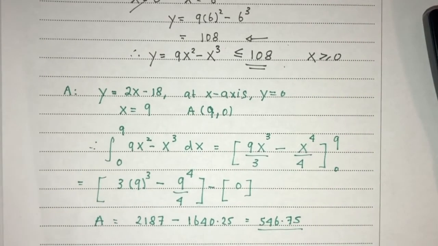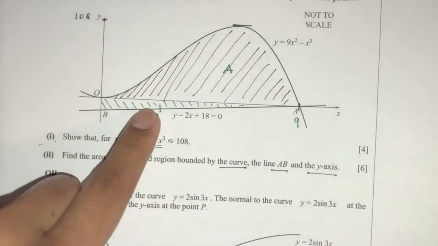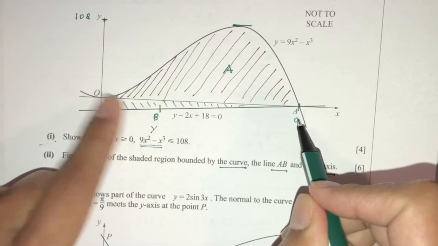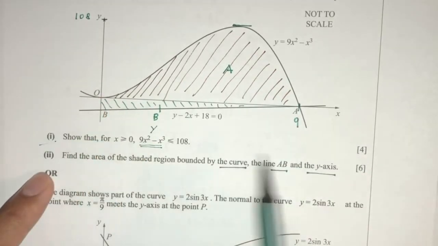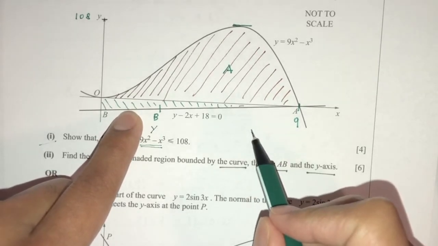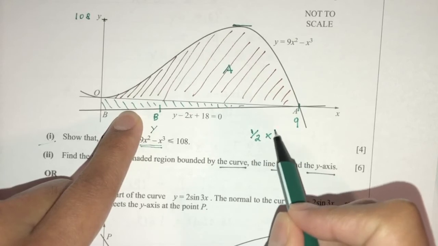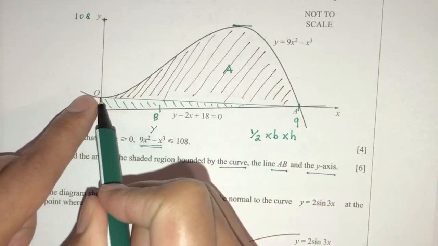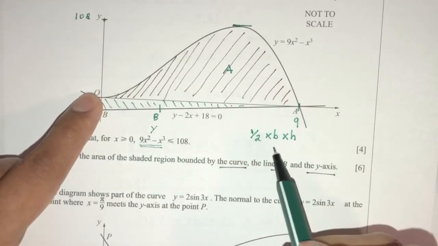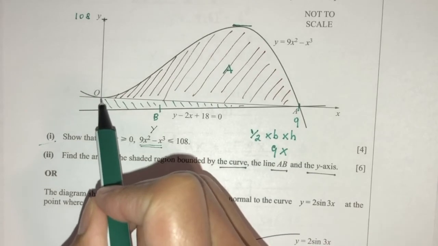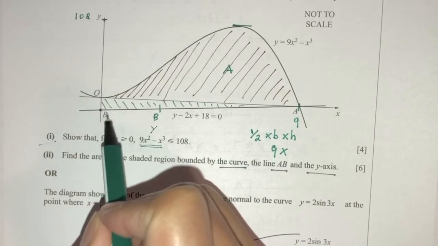Okay, so now next part is we have to find the area of this B. We know this is A, which is 9. If you have a look, what does this area of B look like? It looks like a triangle, right? And how do you find area of triangle? You will say half times base times height, right? The base, as you can see, is from 0 to 9, so the base is 9. Now, what is the height? We have to find this height. To find the height, we have to find the coordinates of B.